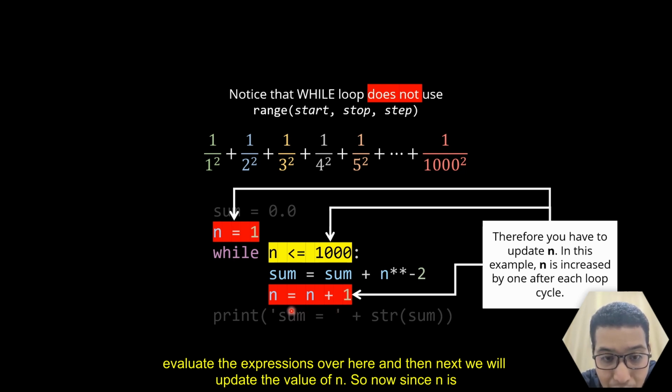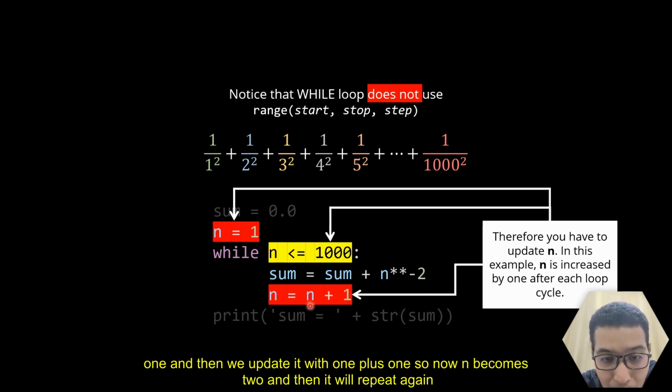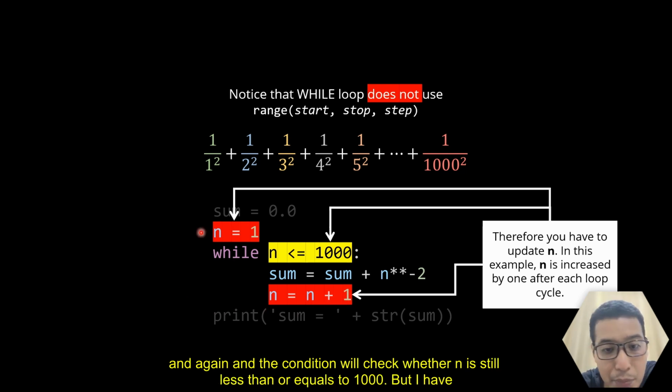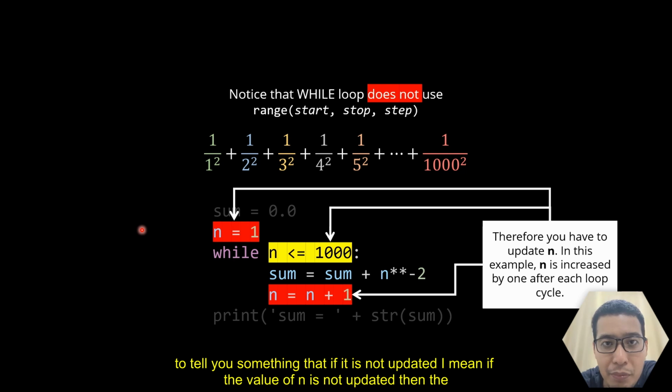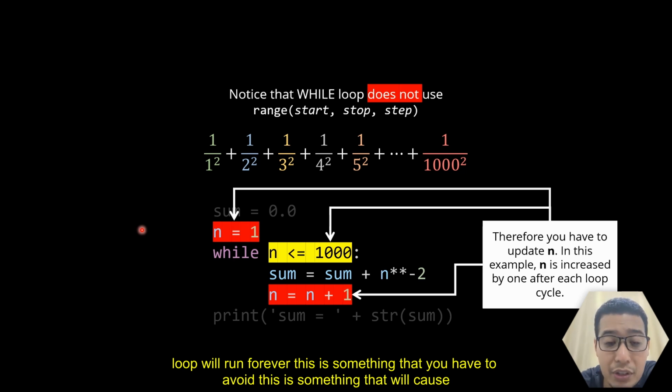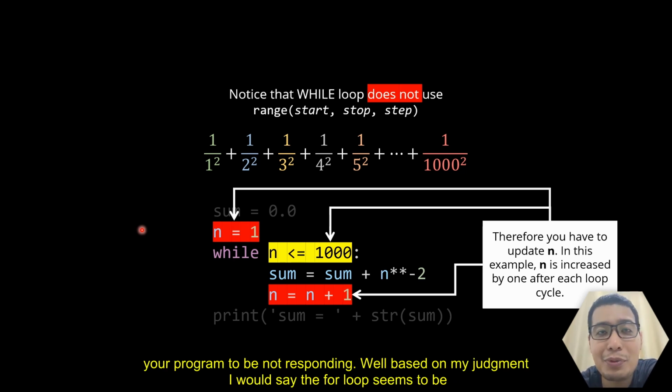So now since n is 1, and then we update it with 1 plus 1, so now n becomes 2. And then it will repeat again and again, and the condition will check whether n is still less than or equal to 1000. But I have to tell you something, that if the value of n is not updated, then the loop will run forever. This is something that you have to avoid. This is something that will cause your program to be not responding.